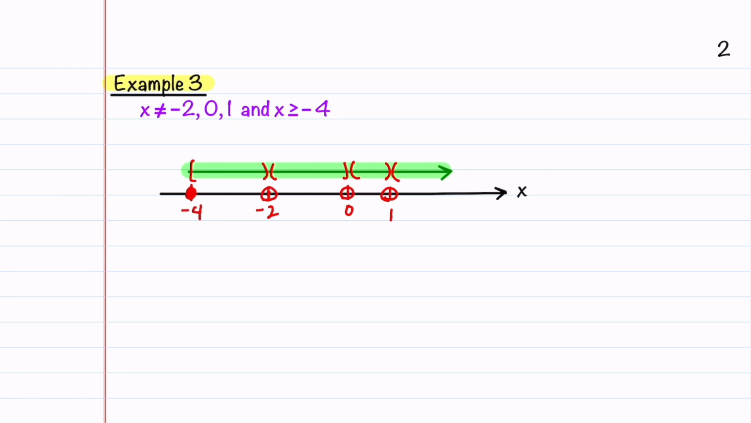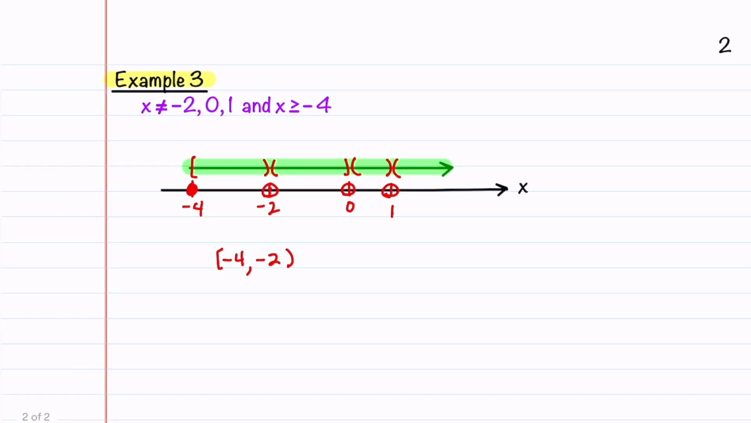Our final answer will then be -4 with a bracket, comma, -2. And then to indicate that we're joining intervals, we're going to put a union sign. And then we have -2, 0, union, 0, 1, union, 1, and every number after 1, so that becomes 1, comma, infinity.